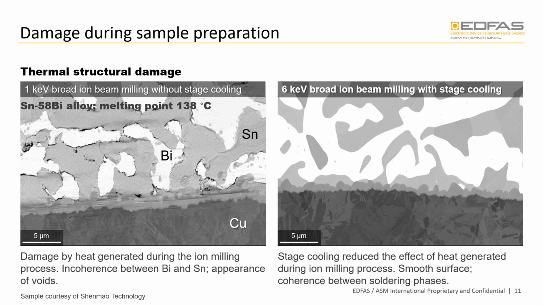Another issue during ion milling is thermal structural damage. Here we have a sample of low melting point thin bismuth alloy solder. Even with 1 kV energy, we can see thermal damage caused by the heat generated during the ion milling process. This results in incoherence between the bismuth and tin phases. To address this, cryogenic stages were developed for FIB and broad ion beam systems to handle thermally sensitive materials.